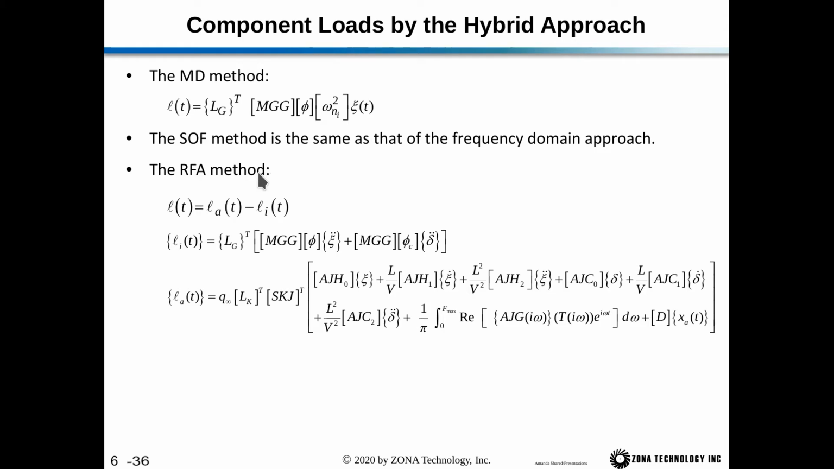And then for the RFA method, L is computed by the aerodynamic forces minus the inertia forces. The inertia forces are LG transpose times MGG times phi times C double dot, so this is MGH, plus MGC times delta double dot. And then for our aerodynamic forces, we have the aerodynamic CP as a function of C dot, C double dot, delta, delta dot, and delta double dot. So this computes the forces on each box.